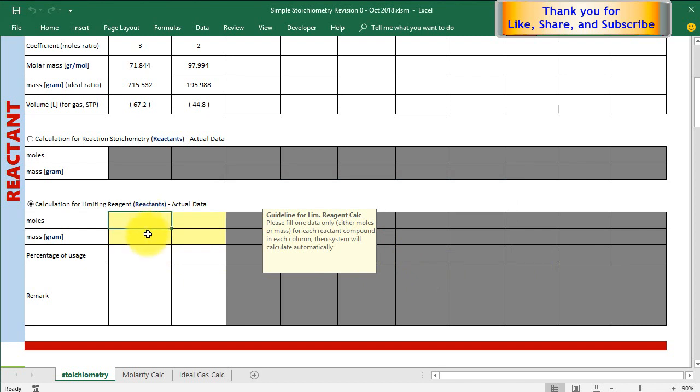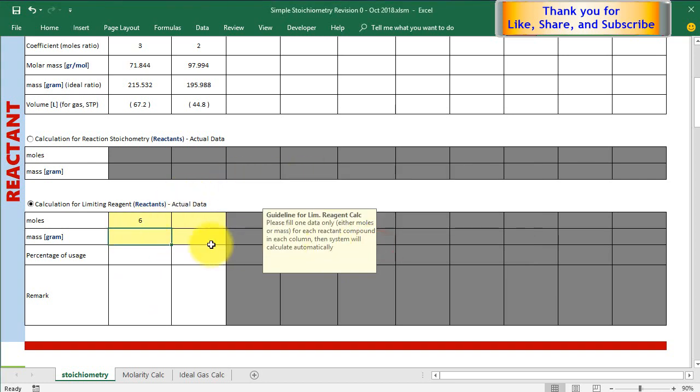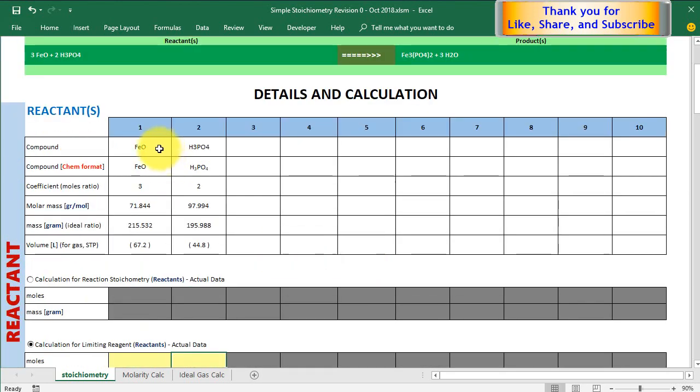No, we cannot input alphabets or words. We can try, we input 6 moles and 67 grams. No, the calculation is an error. This is an error. Okay, cancel. Okay, we can input 6 in moles, or we can delete and change it. It is about 67 grams of iron oxide.